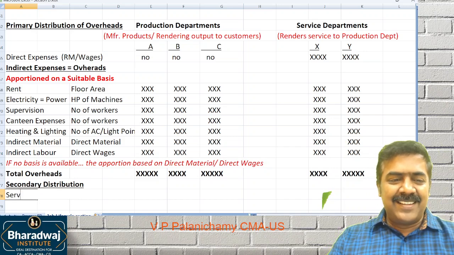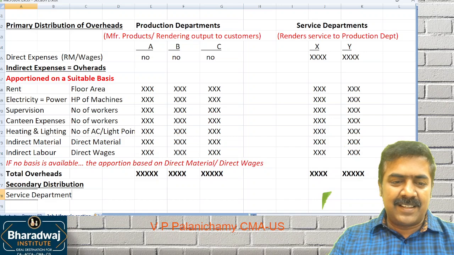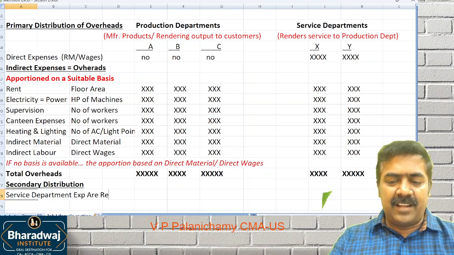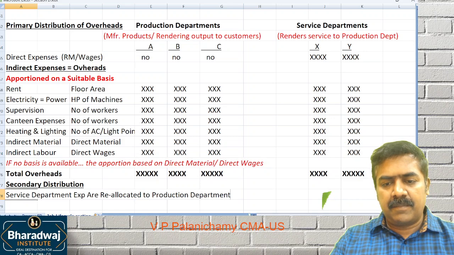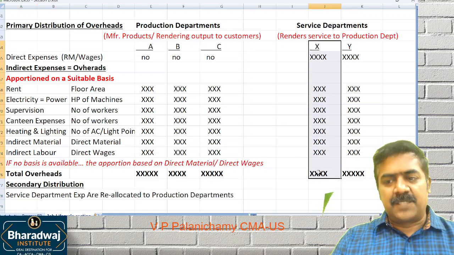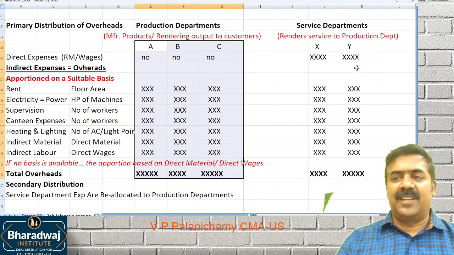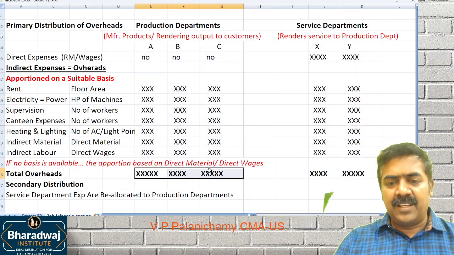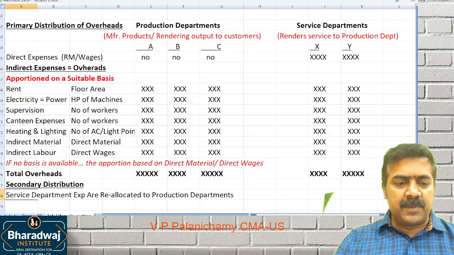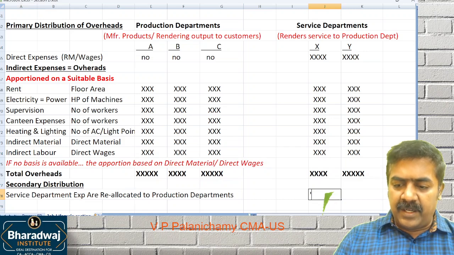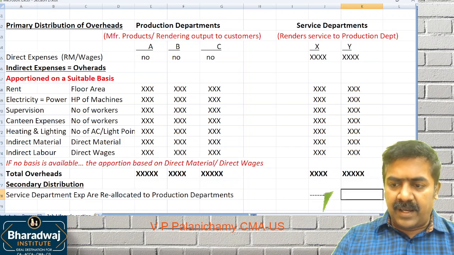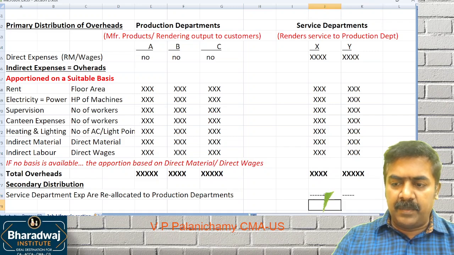Secondary distribution is where service department expenses are reallocated to production departments. For example, excess expenses will be reallocated to ABC. Y's expenses will be allocated to ABC. So service department expenses will be redistributed to the production department. It will be reduced from the service department and added to the production department.